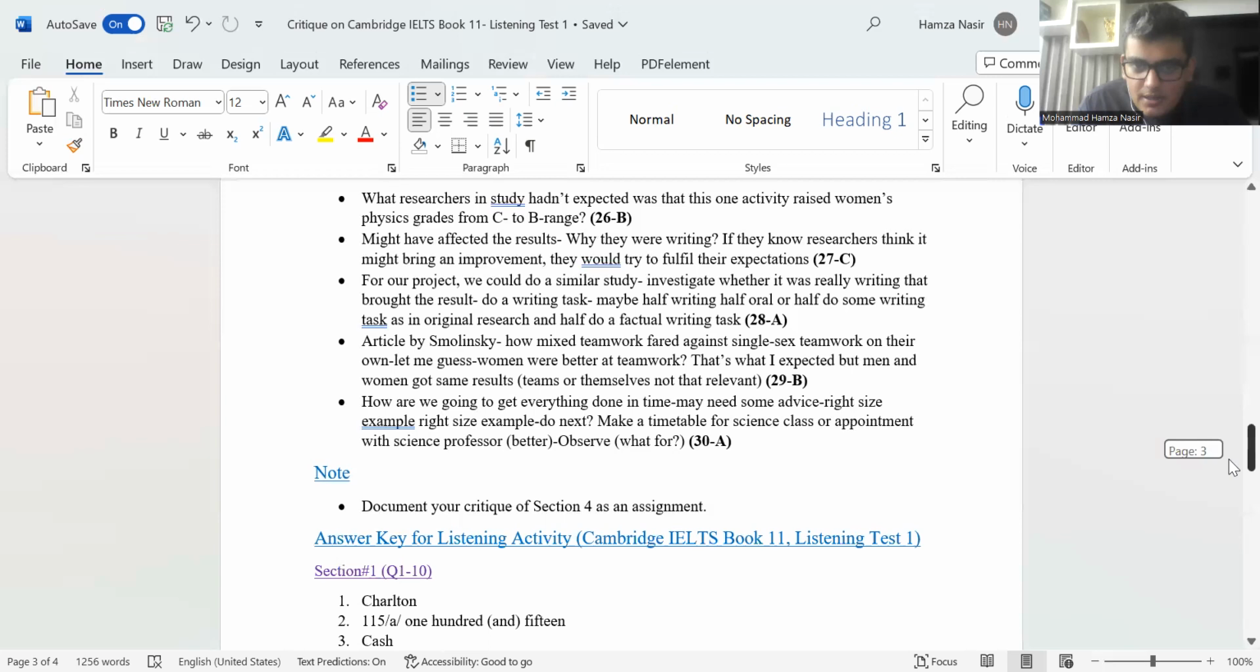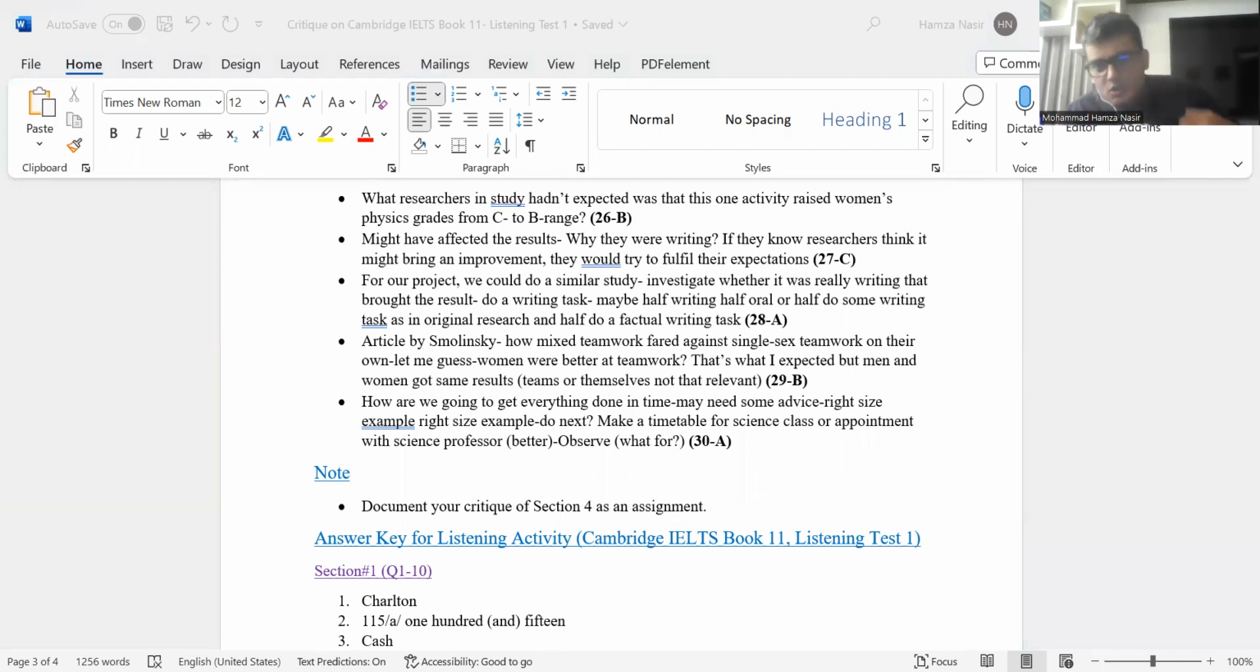For our project, then obviously if you look at question 28, it says that Greg and Lisa decided in their own project they'll compare the effects of. So now these male and female students are actually talking about what's going to be their own research objectives in their particular project. So they said they will compare the effects of. Now let's see what they're talking about.